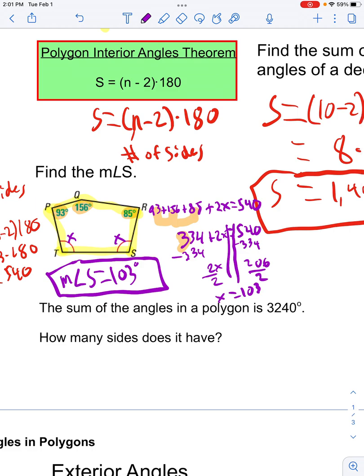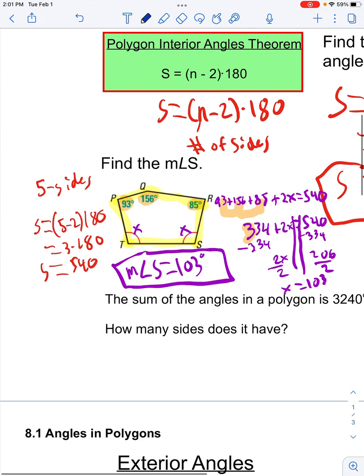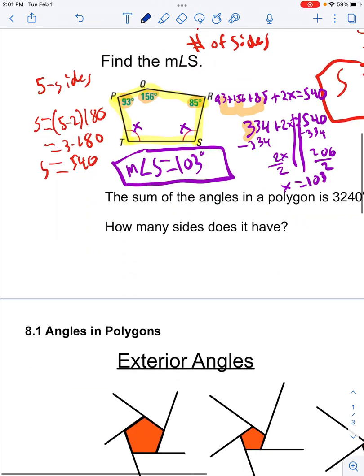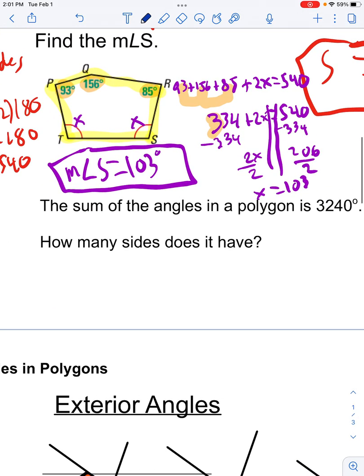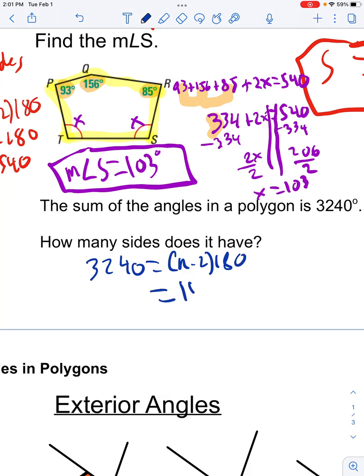The sum of the angles in a polygon is 3,240 degrees. How many sides does it have? So I'm going to do this equation again, but instead of figuring out what S is, I'm going to figure out what n is. So 3,240 equals n minus 2 times 180. If I use the distributive property, 180n minus 360 equals 3,240.